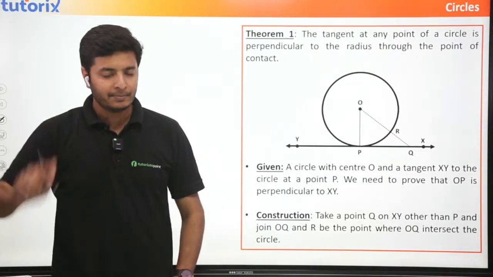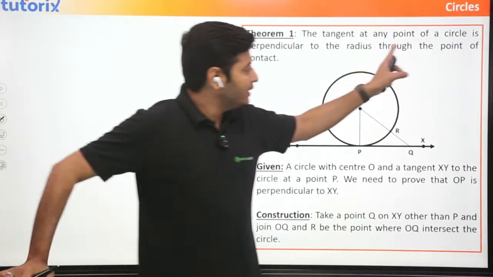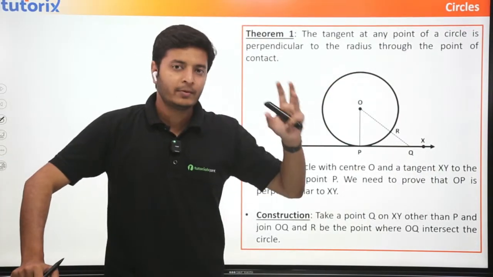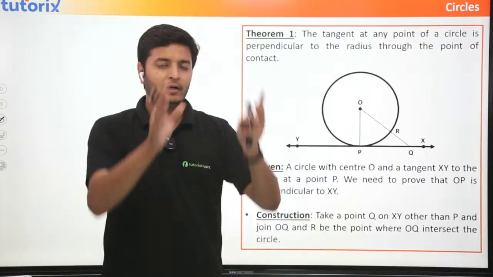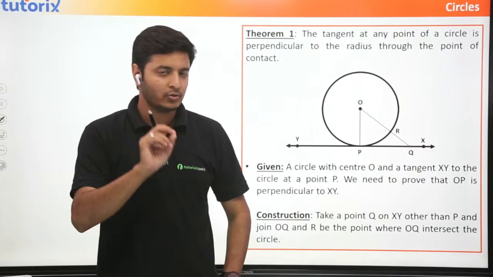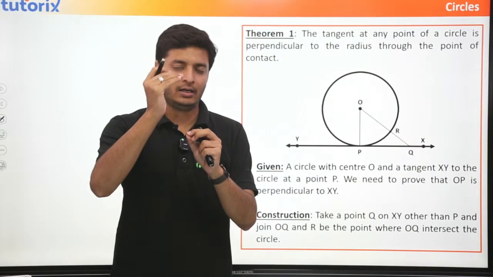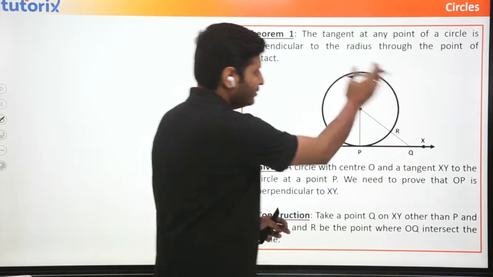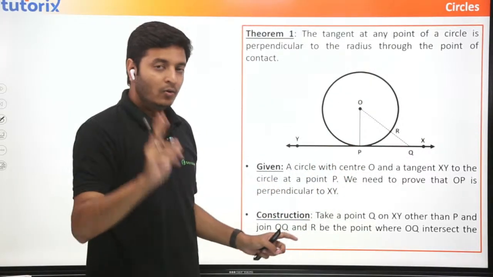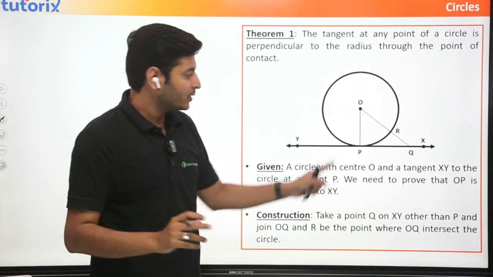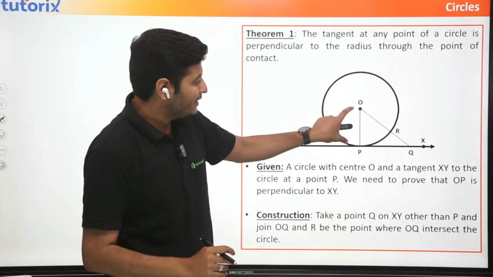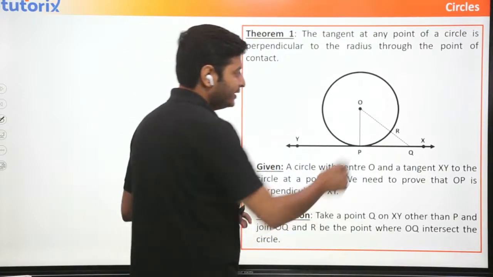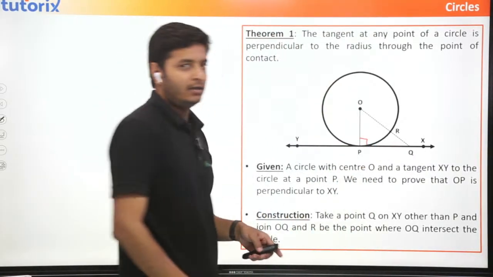So this theorem is that the tangent at any point of a circle is perpendicular to the radius through the point of contact. What is the property of a tangent? That tangent is going to touch the boundary of the circle at only one point. If we join this point of contact with the center, then we are creating the radius, as you can see in this image. This is the circle, XY is my tangent, only meeting the circle at this point P. We join this P with center O, then OP is the radius. According to the theorem, we need to prove that OP and XY are at a 90-degree angle.